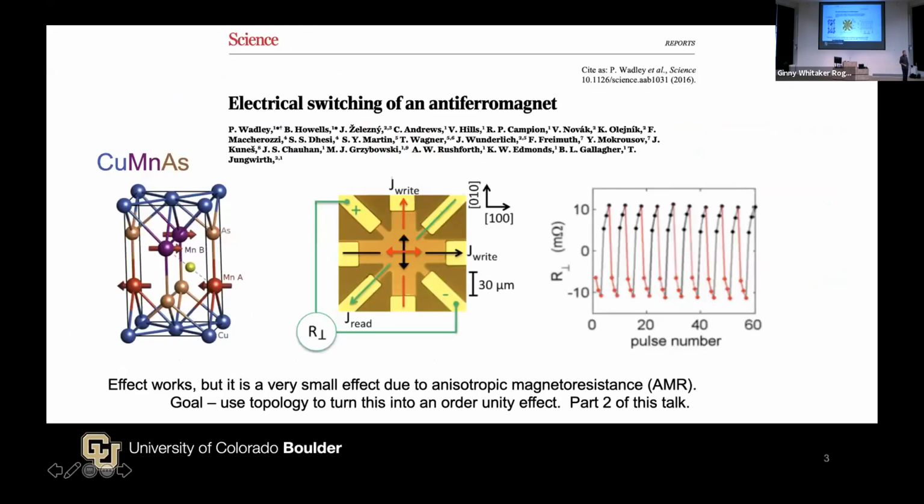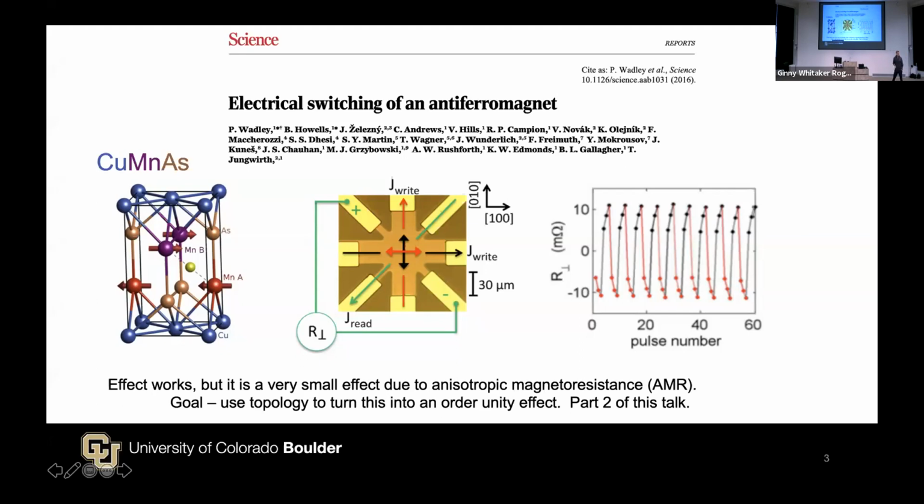Part two, I'm going to talk about another very interesting magnetic material. We're calling this CuMnAs, or copper manganese arsenic. It's an antiferromagnet. Back in 2016, Peter Wadley and collaborators showed that they could electrically switch this by running electric current in one of two directions and observing a perpendicular resistance in multiple directions. And you can see the change in resistance as they pulse in the different directions.